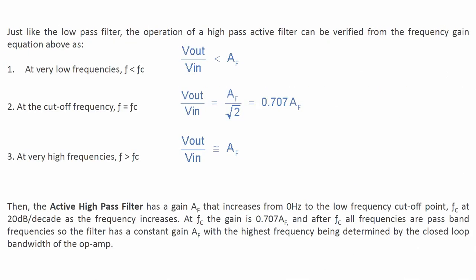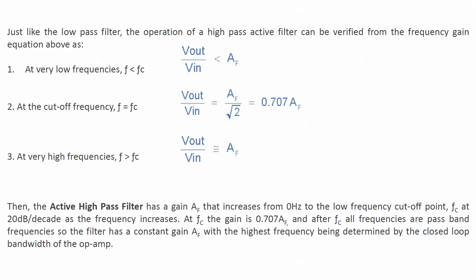So, here if you see, in the case of the low pass filter, V out by V in was equal to A f at low frequency, and V out by V in at high frequency was less than A f. Here it is opposite. So, here V out by V in is less than A f at low frequency, V out by V in for f equals f c is 0.707 A f, and for f greater than f c it equals A f.